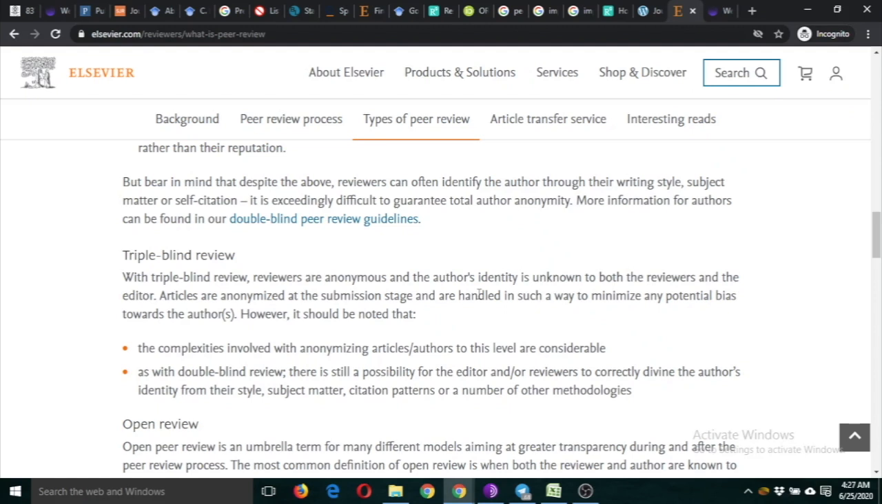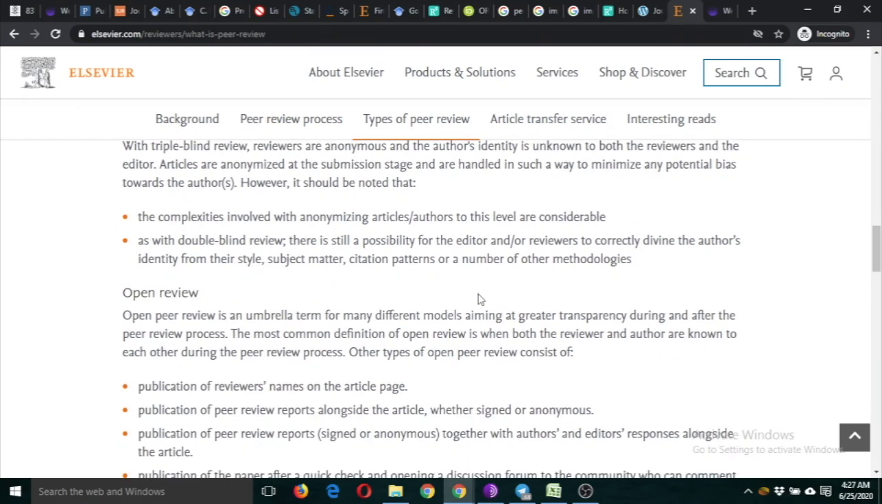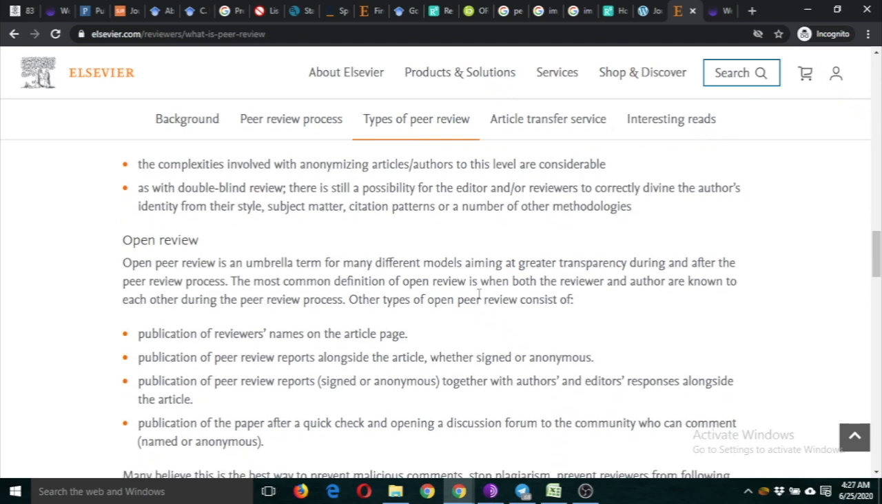The third one is triple blind review, in which reviewers are anonymous, and the author's identity is also unknown to the editor. So the author is anonymous to both the reviewer as well as the editor. This is a bit complex, but it increases the unbiasedness of the process. So the details of the authors are not known to reviewers as well as editors.